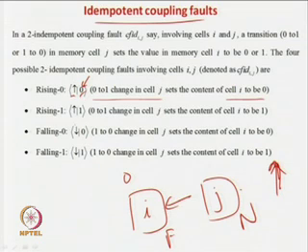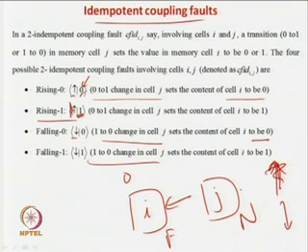Similarly, it can happen that a rise at J can make this stuck at 1. Similarly, the other way, if there is a fall in J, it will set the content of I to be 0, stuck at 0 at I. And if there is a fall in cell J, the content of I is set to be 1, that is kind of stuck at 1 on fall.